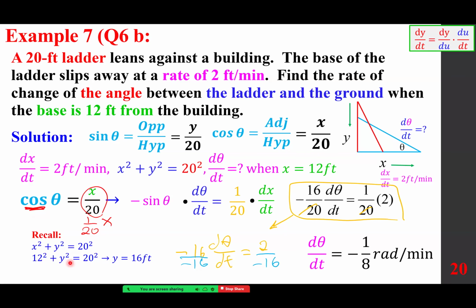As far as the units are concerned, it is the units of the numerator over the units of time. The units of the numerator is the units of angle. And in calculus, it's always in radians, unless otherwise mentioned. It is always in radians. So minus 1 over 8 radians per minute. Notice, as it slips away, x is increasing. Of course, dx dt is positive. But theta, what happens to theta? Theta is getting smaller, is decreasing, and therefore d theta dt must be negative, and it is.